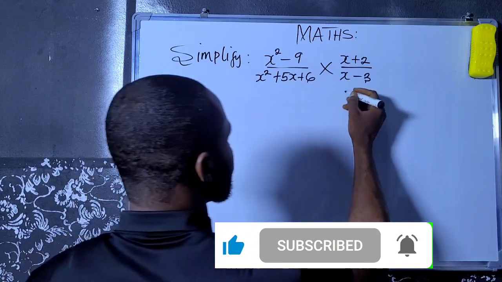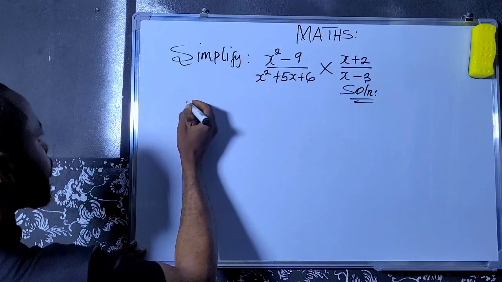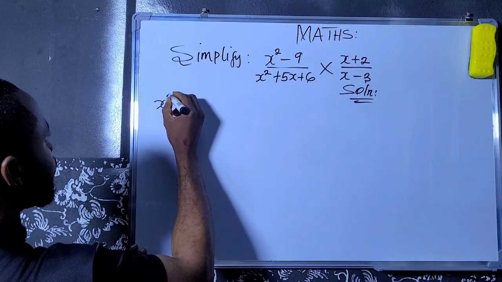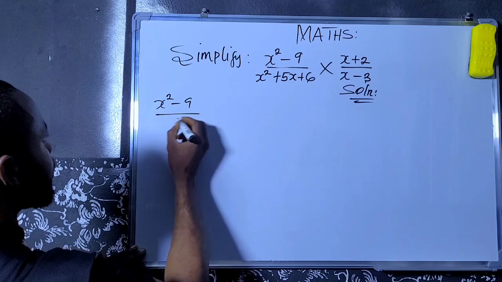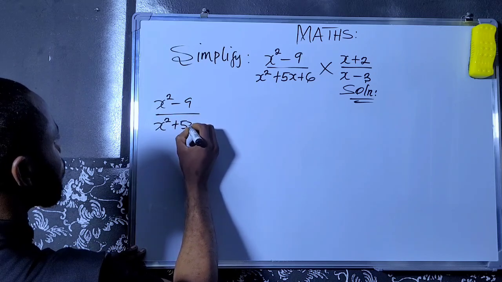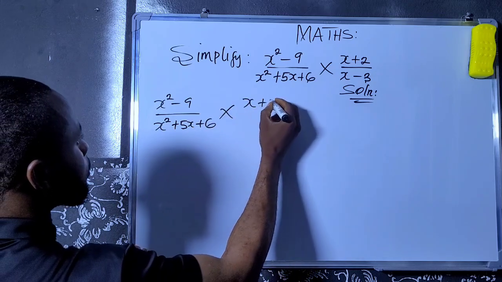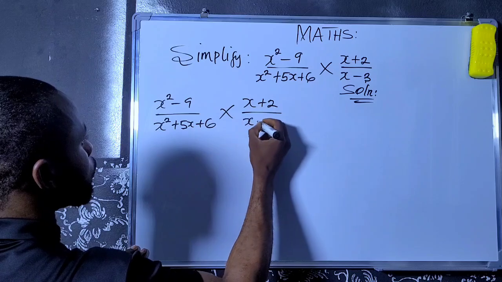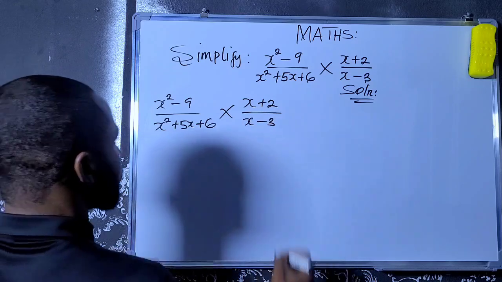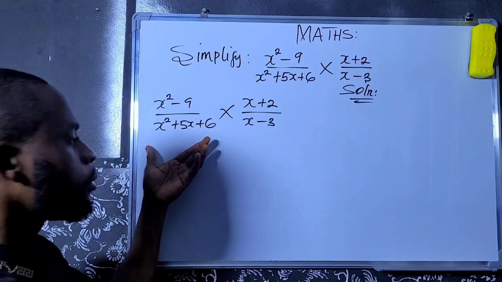Let's put down here, solution. I bring the question down here: x to the power of 2 minus 9, divided by x to the power of 2 plus 5x plus 6, multiplied by x plus 2, divided by x minus 3. We are going to start here.